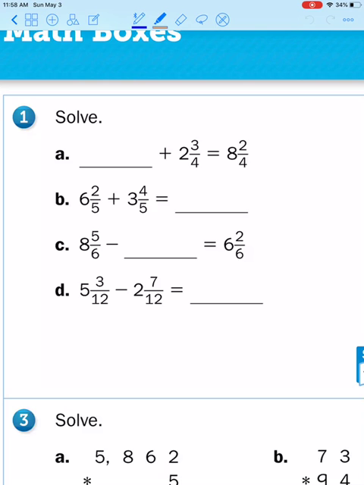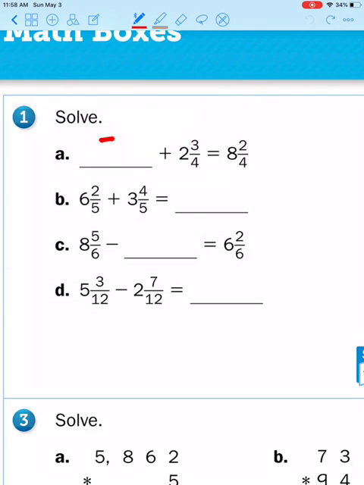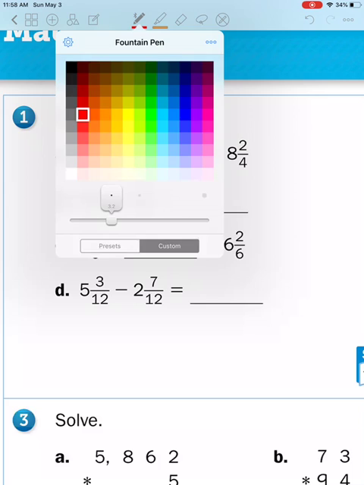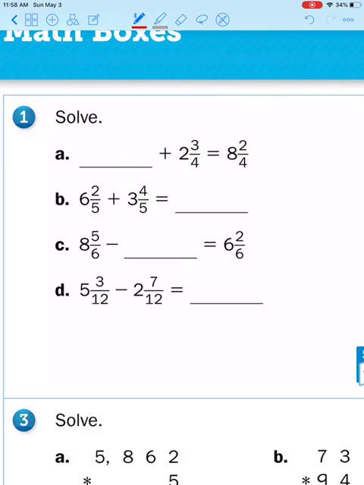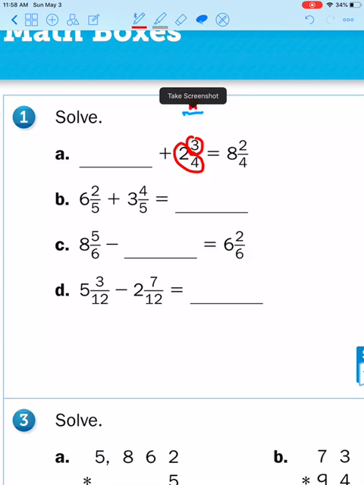So you should have gotten the answer 5 3/4. The way I would have done this problem is I probably would have converted these to improper fractions to help me solve. So remember the trick I showed you? You do 2 times 4, which is 8, plus 3, which is 11. 11 fourths.